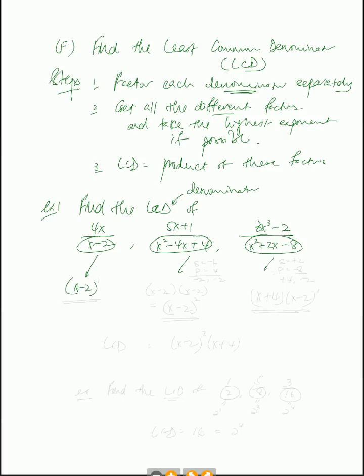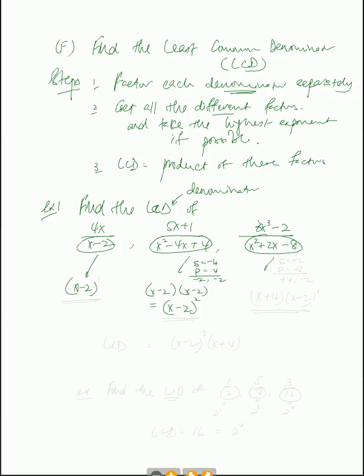So x minus 2, there's nothing you can do there. But for x squared minus 4x plus 4, the sum is a negative 4 and the product is a 4. So the two numbers are minus 2 and minus 2. So it's going to be x minus 2 and x minus 2. And you have to write it as x minus 2 squared. Okay, so you want it in exponent form.